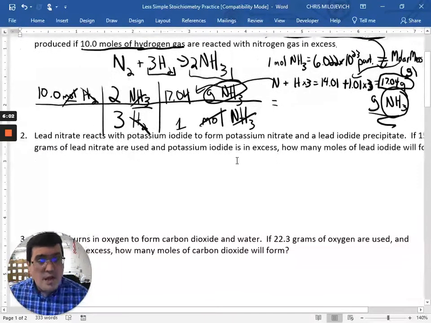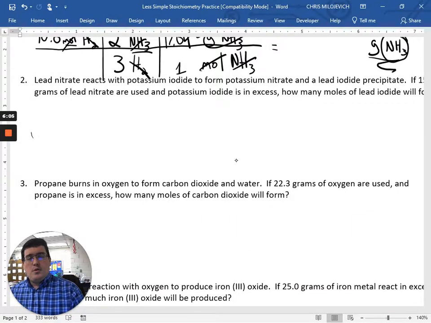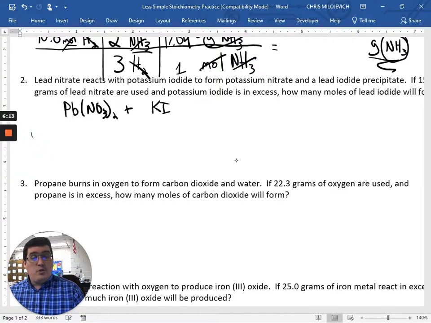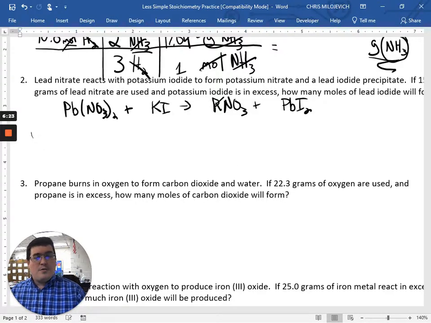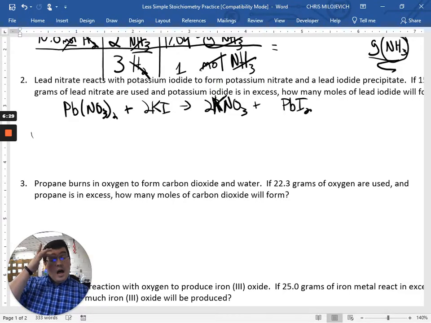That's that problem. The next problem, when we start this one off, it's going to be the lead nitrate. By the way, you don't need to be able to write these. You do need to be able to balance them if I give you one. I think it says potassium nitrate and lead iodide, so it looks like it's supposed to go in that order. You put a 2 there and you put a 2 there. That's a K, by the way. That thing is balanced now.